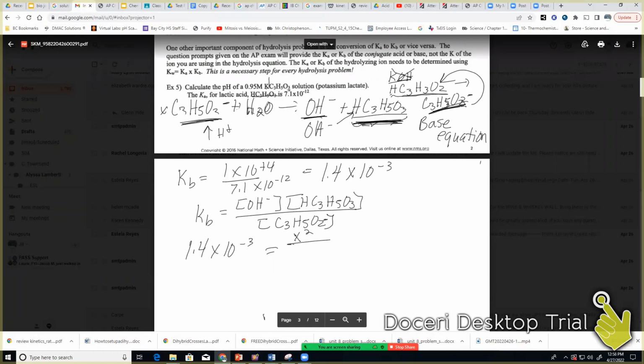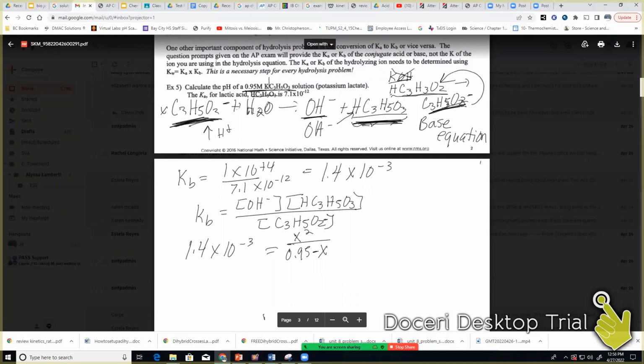And I kind of just shortened it a little bit. You could put this all in a RICE table. I do know this concentration because this concentration came from that. Because remember, potassium is always going to be soluble, so that's going to ionize. So I'm going to say 0.95 minus X, which we're going to end up, once again, not worrying about.